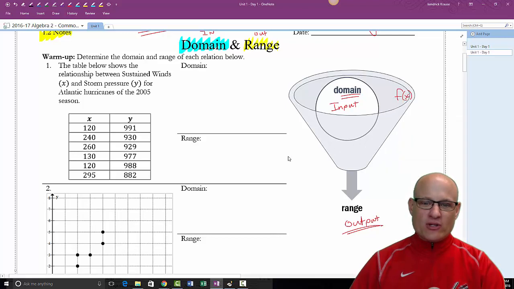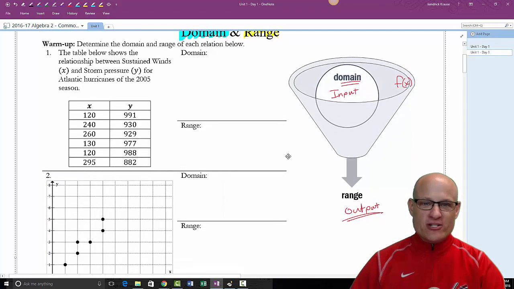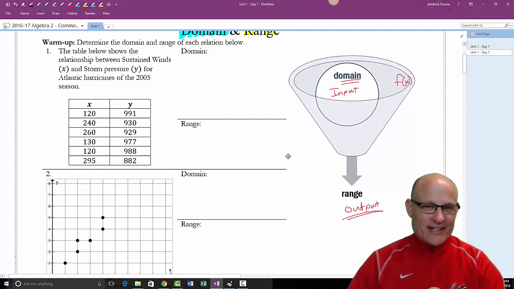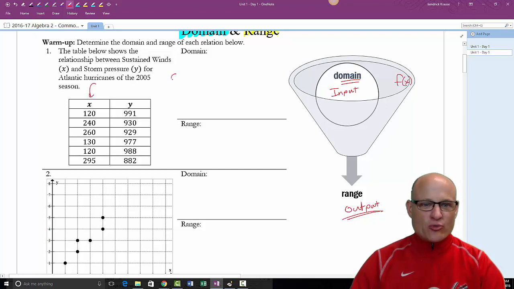Okay? So, a very quick warm up. Probably go over in class in about 2 minutes while your teacher's checking your homework to make sure you did it. Domain are the x values. So if I want to list them out because they are discrete numbers, I will list them out like this.